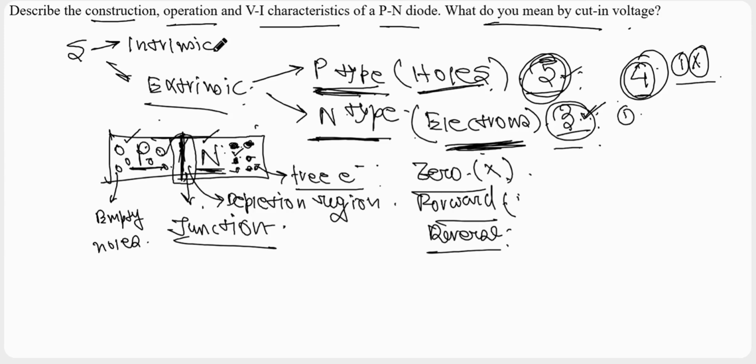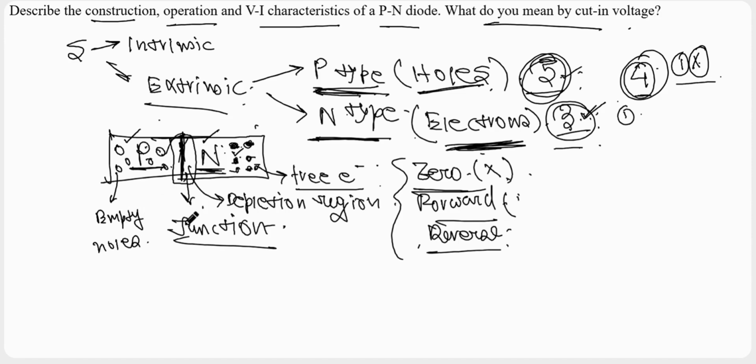Okay. So what happens when we are applying zero bias? Now we will understand biasing. So first, zero bias. During zero bias, there will be no movement of electrons from the N side to the P side, or no movement of holes from the P side to the N side.